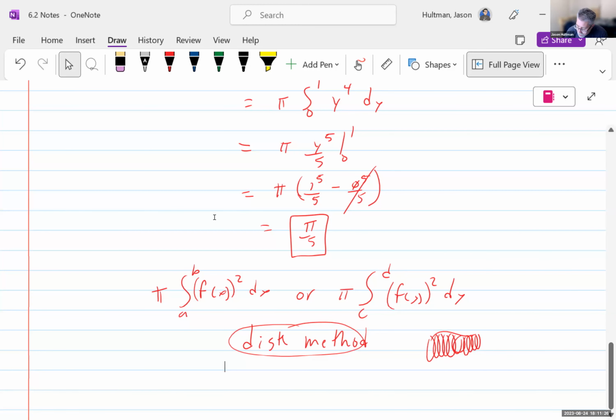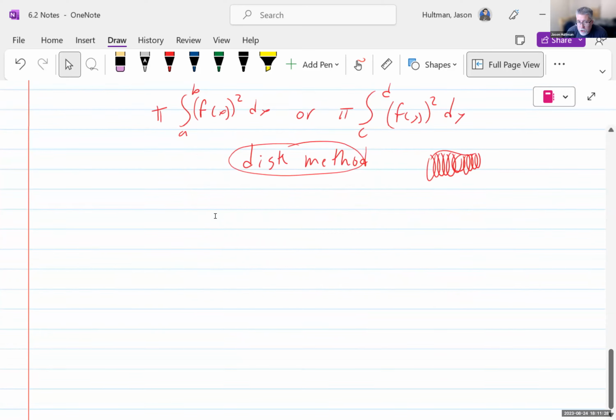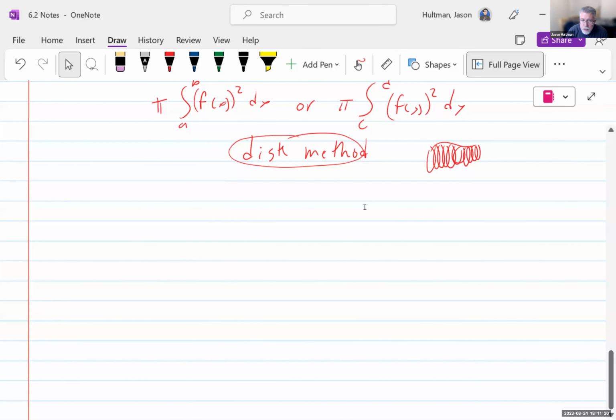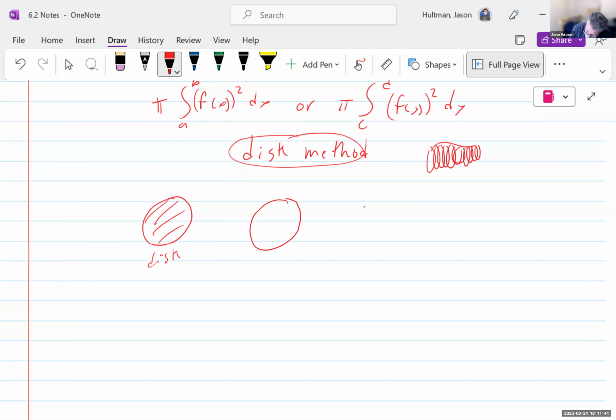The next method is called the washer method. It's basically the disk method, but we're punching out a hole. If you look at a washer, a washer is not a disk. This is a disk. A washer is a disk with a hole in it. This is a washer.